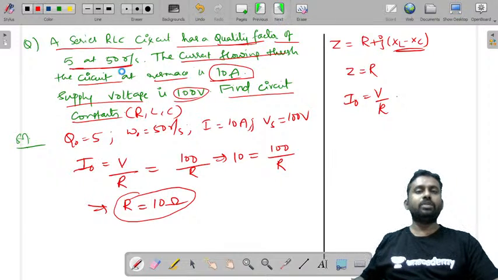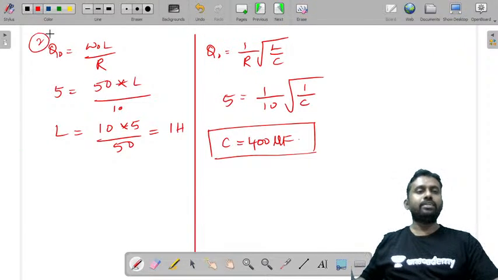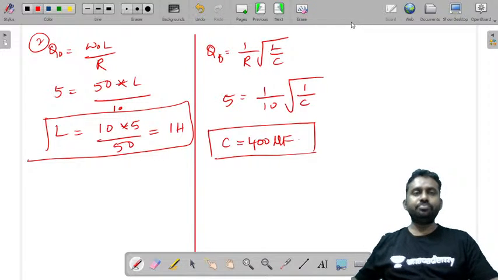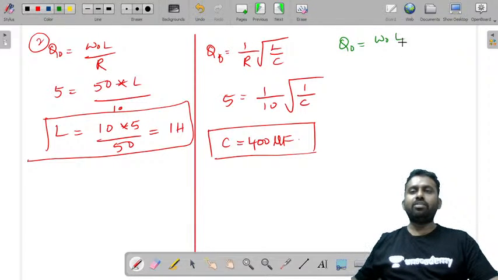Then you can consider the quality factor expression, Q naught is equal to omega naught L by R. From that you'll get the value of L, because you already know the R value, omega naught is given, Q naught is also given. And Q naught is equal to 1 by R root L by C. You must have a doubt, how did we get this? You can just consider Q naught is equal to omega naught L by R. What is omega naught?